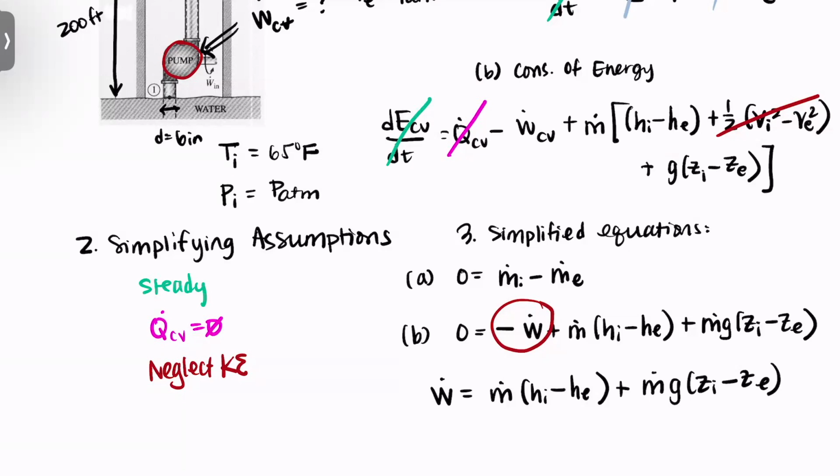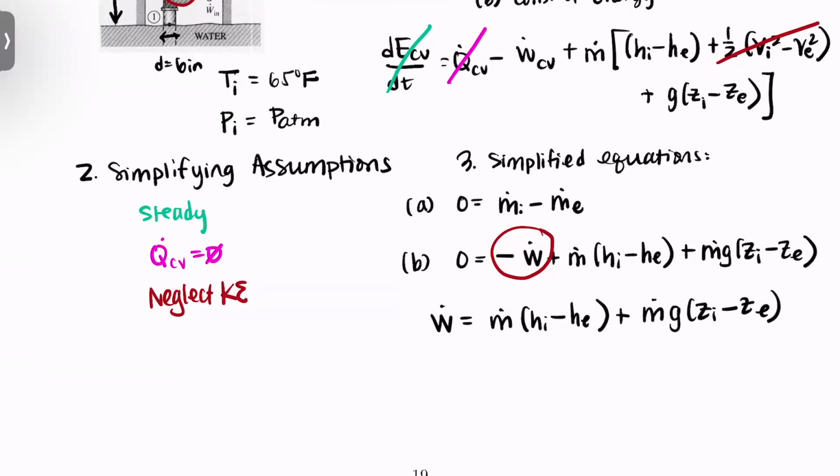Okay. Do we have anything available to us yet for this equation? We know gravity. And we're given distances. So we know Z, or we can sort out ZI and ZE. Does anybody have any ideas about what ZI would be?